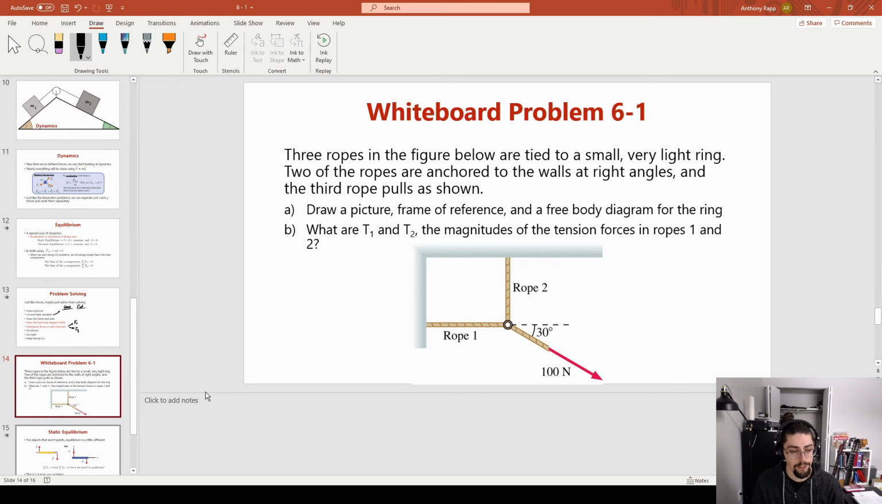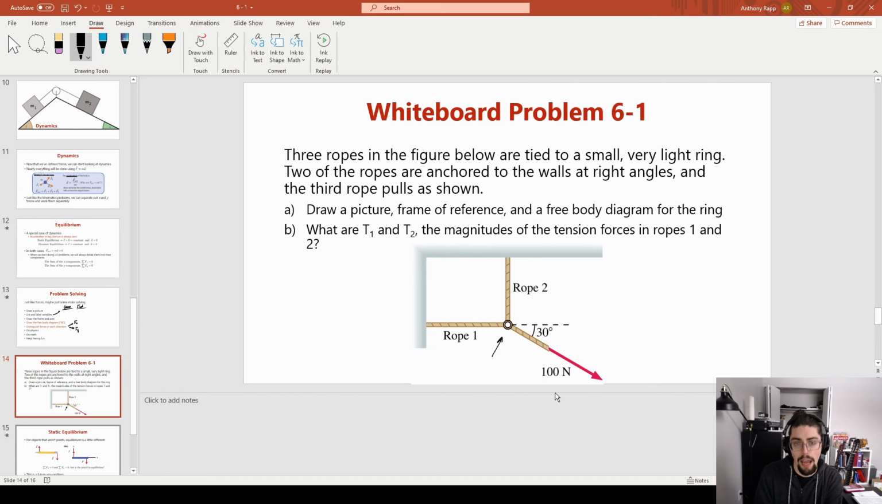So, let's try it out. Let's imagine I have a very light metal ring right here in the middle. So light, in fact, that the force of gravity pulling on it is negligible. It's too small for me to care about. Attached to that ring are 3 ropes. Remember that ropes pull with a tension force. So I have rope 1, I have rope 2, and then what I could call rope 3 is pulling with 100 newtons, 30 degrees below the positive x-axis.